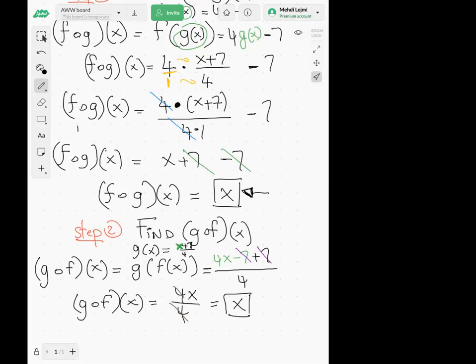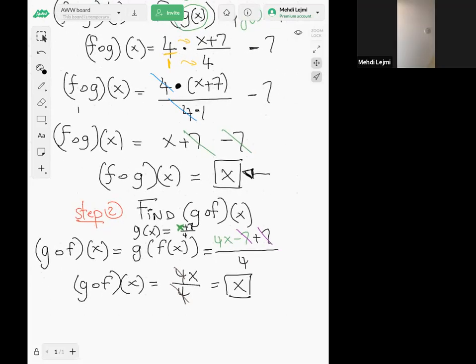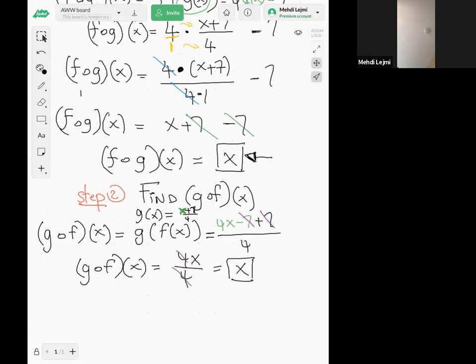Professor, are we going to do another example where there is no x as the answer? Yeah, sure. We're going to do another example.